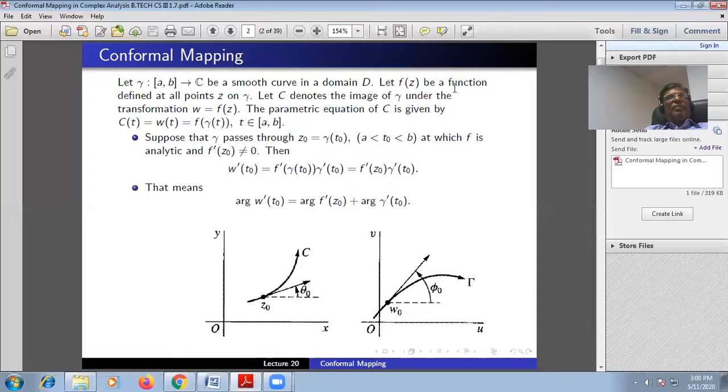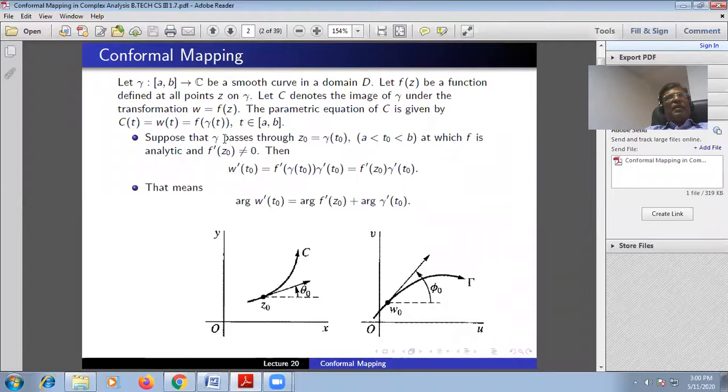Let f(z) be a function defined at all points z on gamma. Let capital C denote the image of gamma under the transformation omega is equal to f(z). The parametric equation of C is given by C(t) is equal to omega(t), f of gamma(t), where t belongs to the closed interval AB.